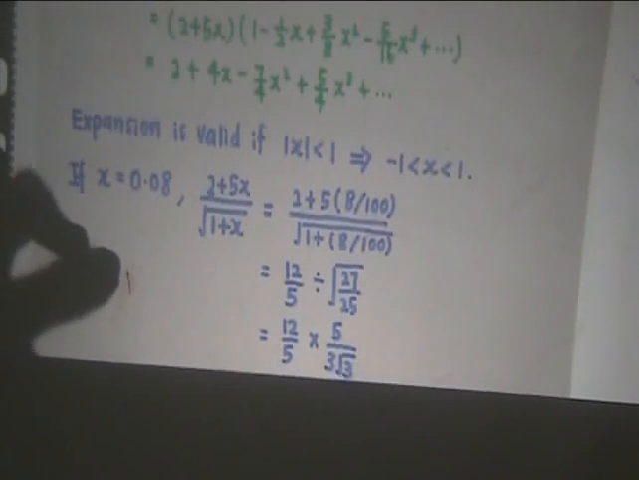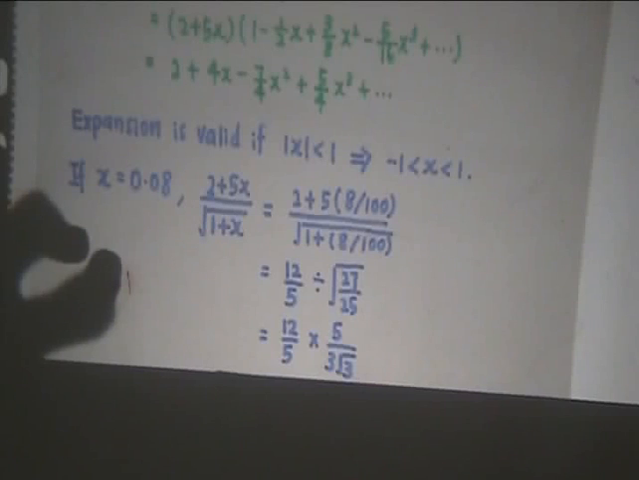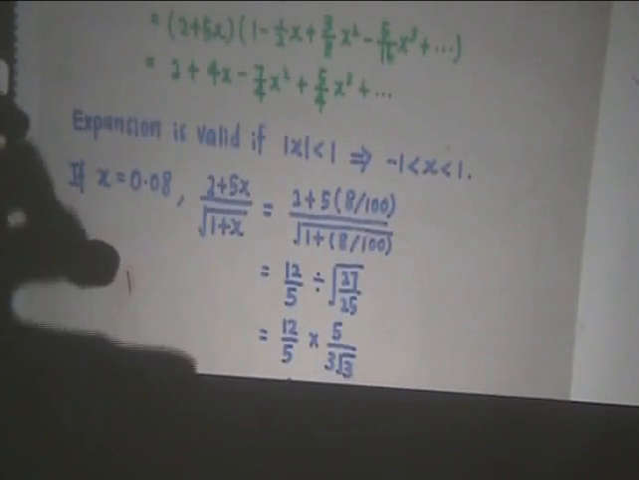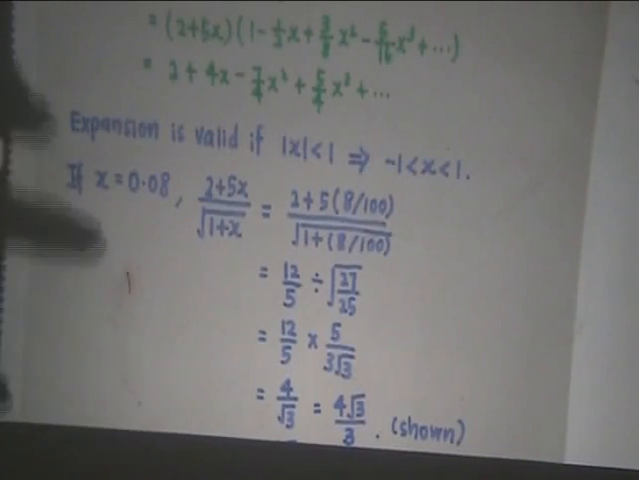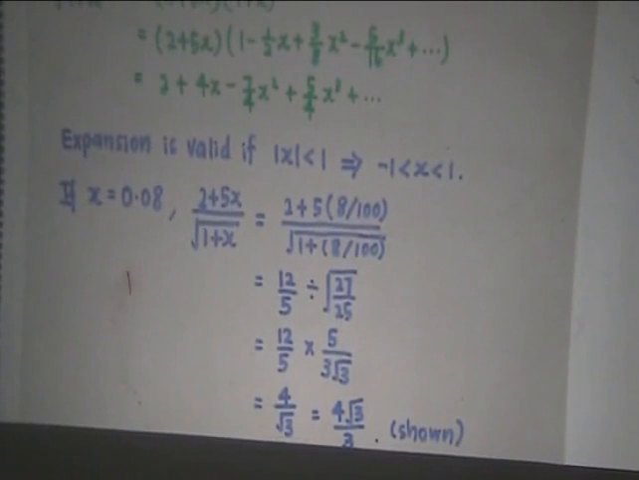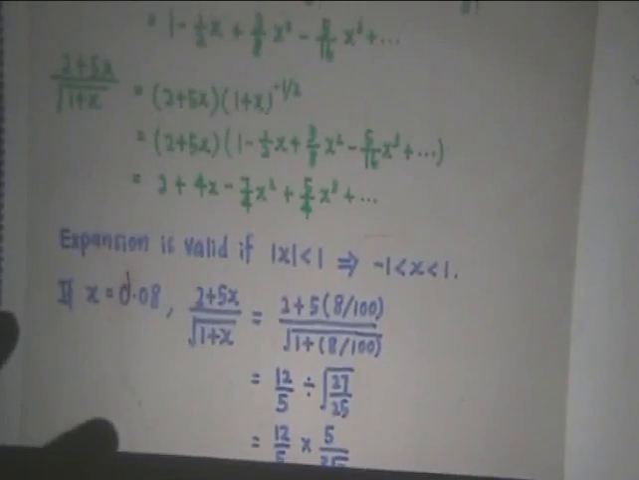And if I simplify further, because of this division sign, I can change it to multiply, but I switch the 27 and 25. So I will have 5 over 3 square root 3, because square root 27 is equal to 3 square root 3 and square root 25 is equal to 5. So if we simplify, I will get 4 over square root 3, which is equal to 4 square root 3 over 3. But the question is not finished yet. We still have one last part.